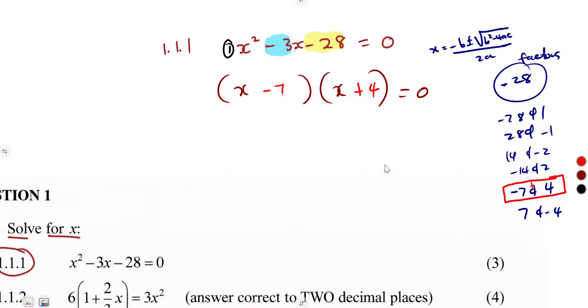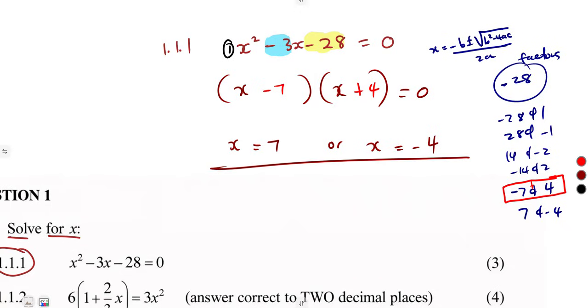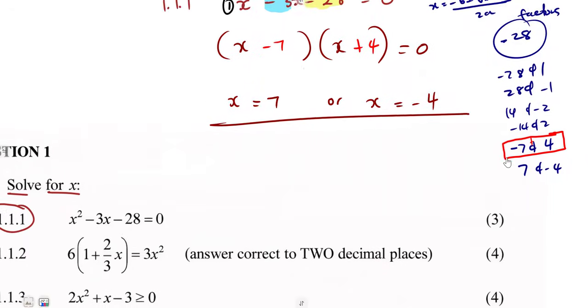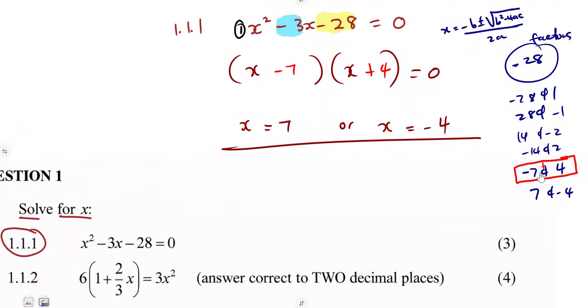So thus, we can solve for x. Minus 7 to the other side is going to be positive, so x is equal to 7, or x is equal to, with positive 4 to the other side becoming a negative, negative 4. So these are the values of x from our quadratic equation.